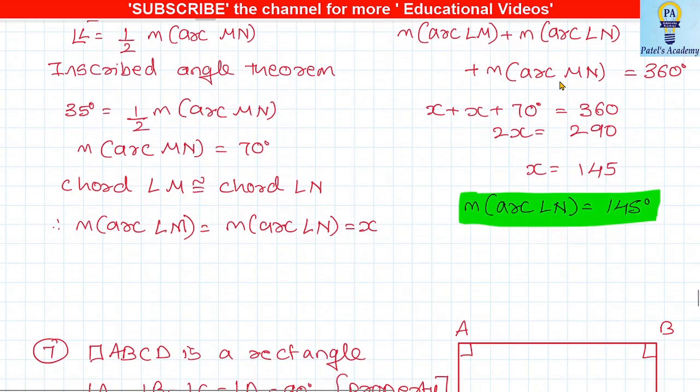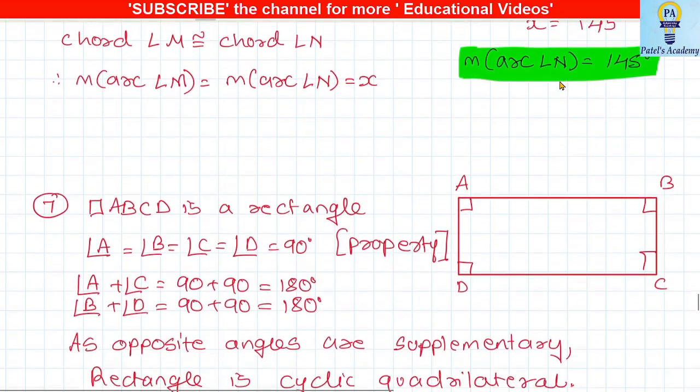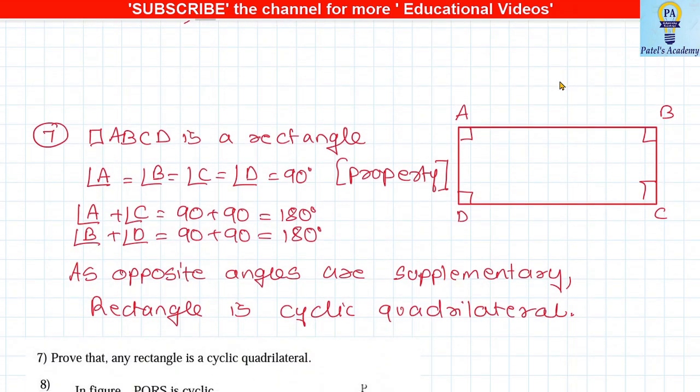The seventh one. The question is at the bottom, students. You have to prove that a rectangle is cyclic. Very easy sum. Now we will use both the properties, one property of a rectangle and one property of a cyclic quadrilateral, and the sum is over. What is the property of a rectangle? See the first two steps: ABCD is a rectangle, so angles A, B, C, D are all equal, that is 90 degree.